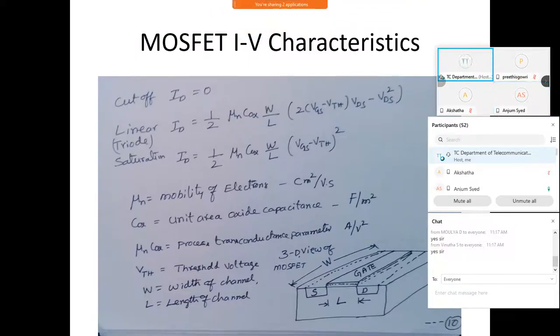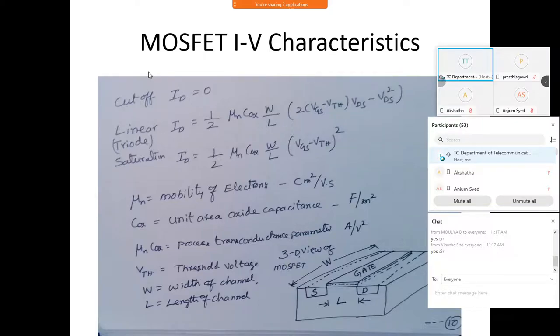I'm getting echo. Okay, this is the expression for current in different regions of operation. In cutoff, ID is equal to 0. In linear region, ID is given by so and so, where we have a VDS term also coming into picture because the current depends on VDS also. In the third case, whenever it is in saturation region, we have ID independent of VDS. And of course, you have seen this is a PPT which I shared with all of you.